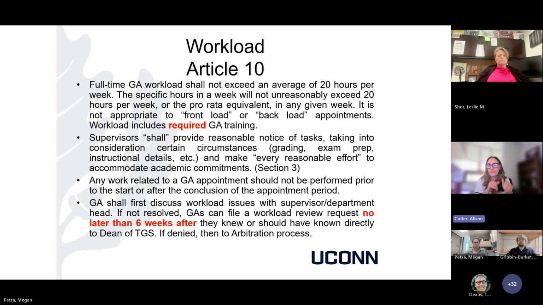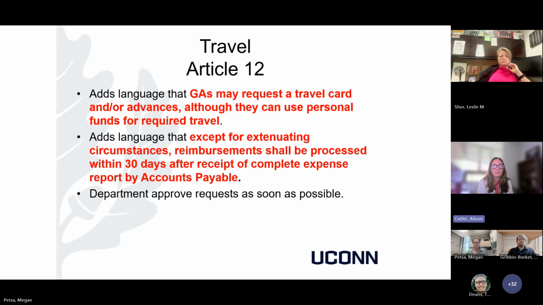And I ask that you review this process. We don't have to get into the details right now, but they should be bringing their complaint as soon as possible, but no later than 6 weeks after they knew or should have known. We wanted to put that language in because we didn't want them waiting and then asking to be paid the difference between what they are paid and what they're claiming they should have been paid. But it's a process, and eventually it could go to the dean of the graduate school, and then it could go to arbitration. Okay, we can go to the next slide, please.